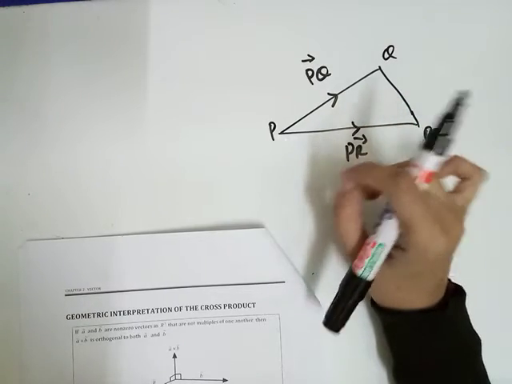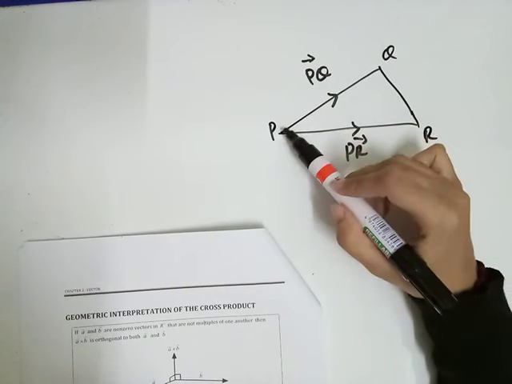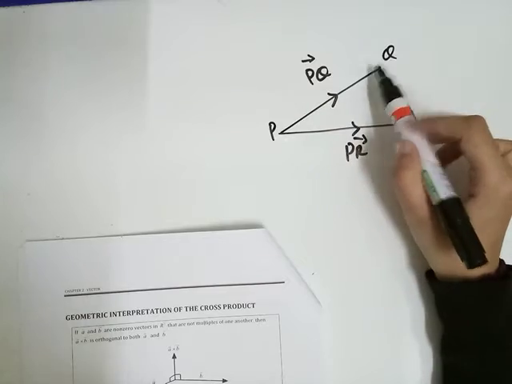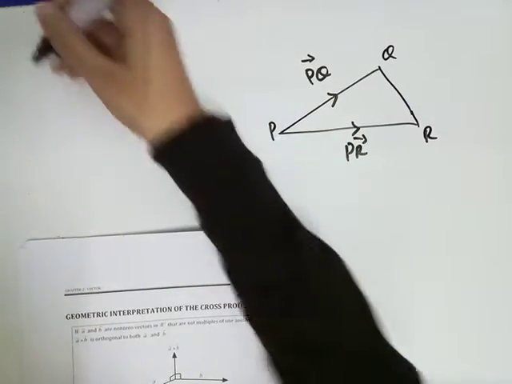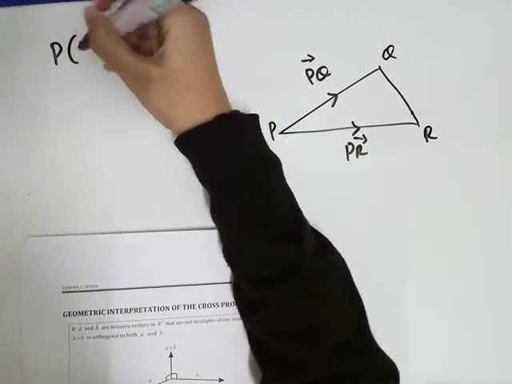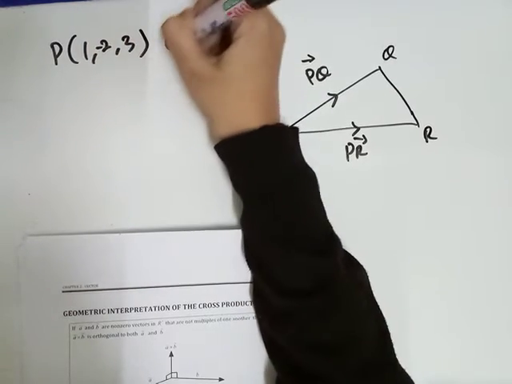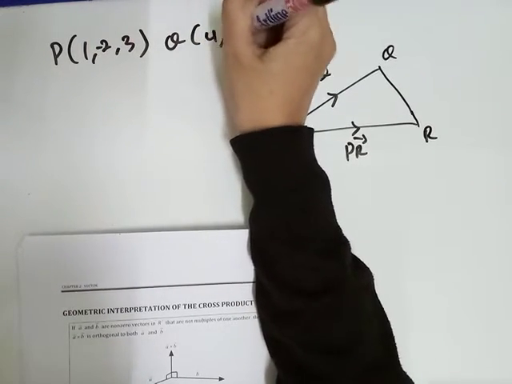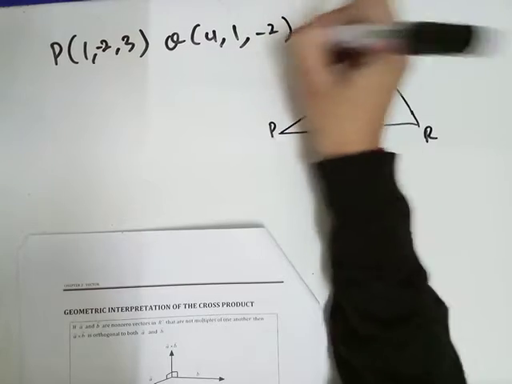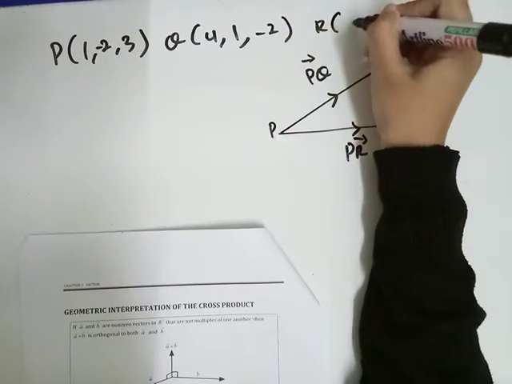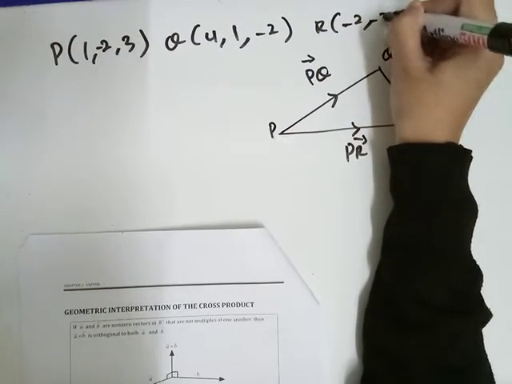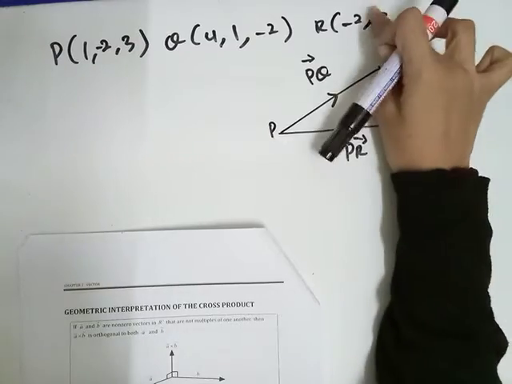How to find the vector? Let's say we want to find the vector PQ. The points are already given. P is 1, negative 2, 3. Q is 4, 1, negative 2, and R is negative 2, negative 3, 0.